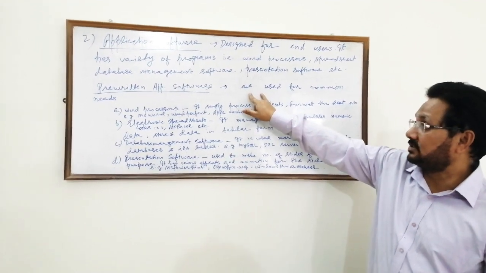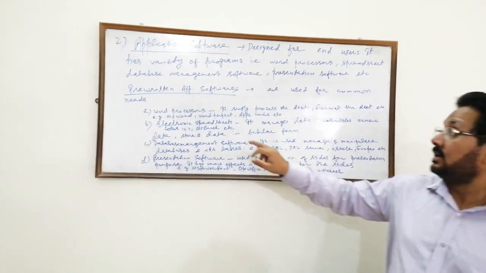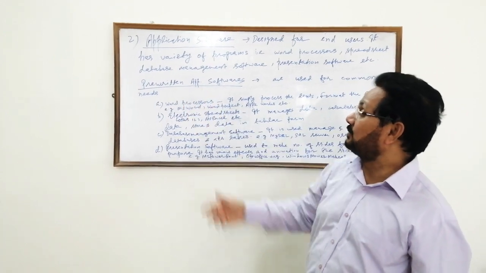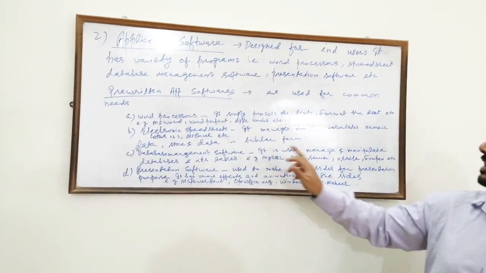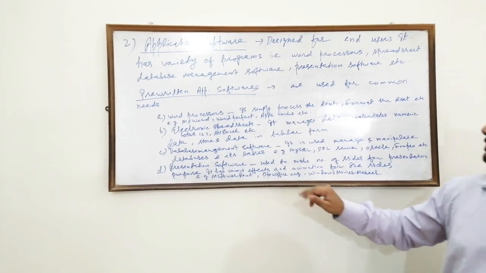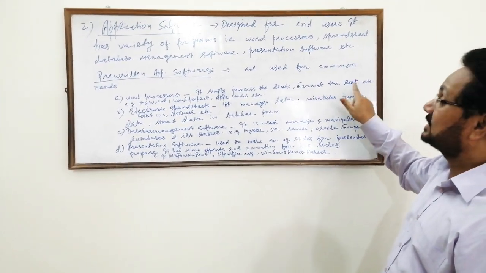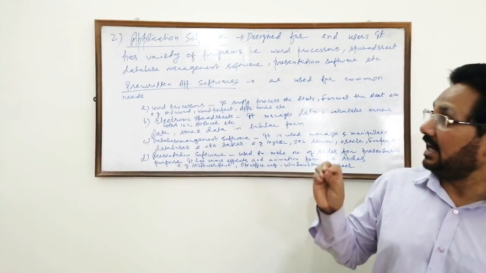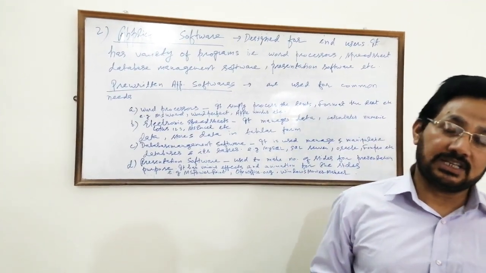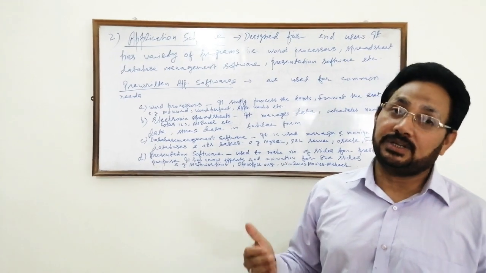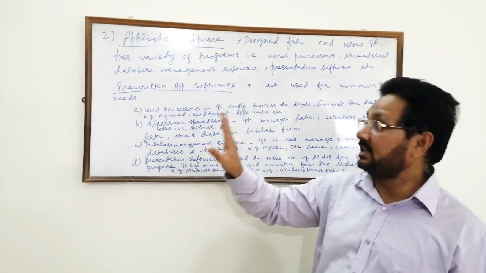What are pre-written application software, which I have already discussed, are used for common needs. Examples of these, or you can say the types of pre-written application softwares, are word processor, electronic spreadsheet, database management software, and presentation software. Now, word processor, it simply processes the text, also formats the text. In a word processor, as you know, we can easily align the text. We can create tables. We can insert images, and many more work we can easily do. So, word processor is basically used for writing text, letter, document, etc.